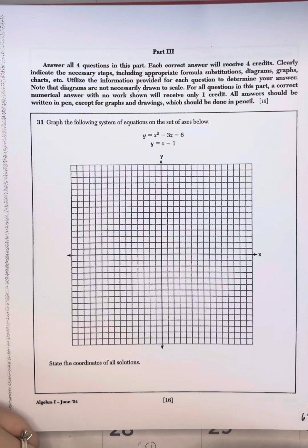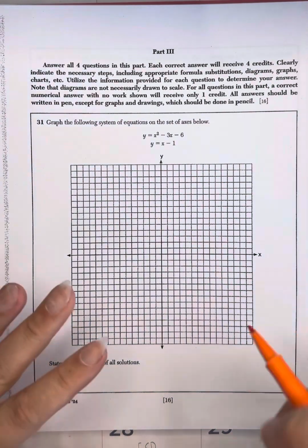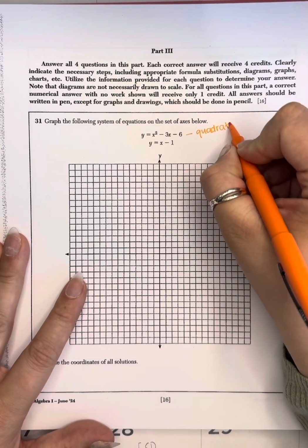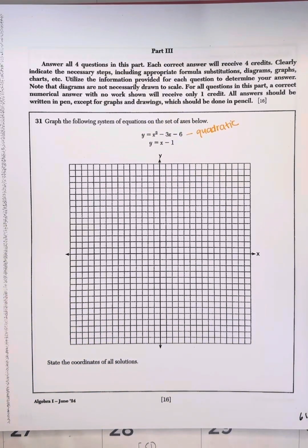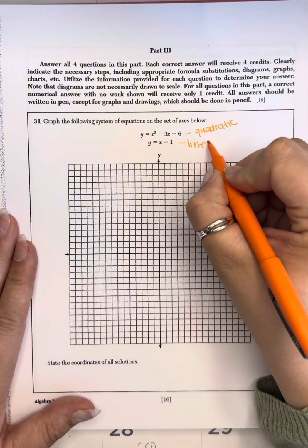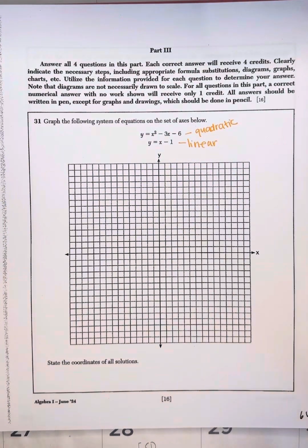So our first equation is y equals x squared minus 3x minus 6. And this is a quadratic equation. Not that you need to know that for this question, but that's what a quadratic function looks like. And this is a linear function, so y equals x minus 1. The quadratic function is going to be a parabola, so that U shape, and then the other one is a linear function, so it'll be a line.